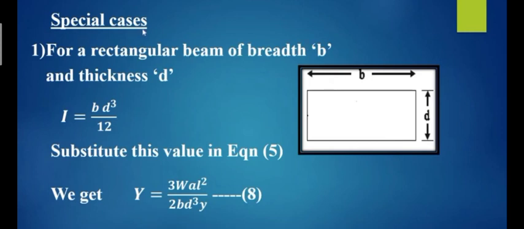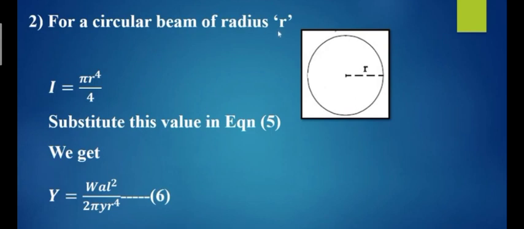Then special cases. For a rectangular beam of breadth b and thickness d, I, the geometrical moment of inertia, we can write as bd cubed by 12. Substituting this I value in Y, we get the Y value of the rectangular beam as 3WaL squared by 2bd cubed y. But for a circular beam of radius r, the I value becomes pi r power 4 by 4. Substituting this value in equation 5, the Y value becomes WaL squared by 2 pi y r power 4.